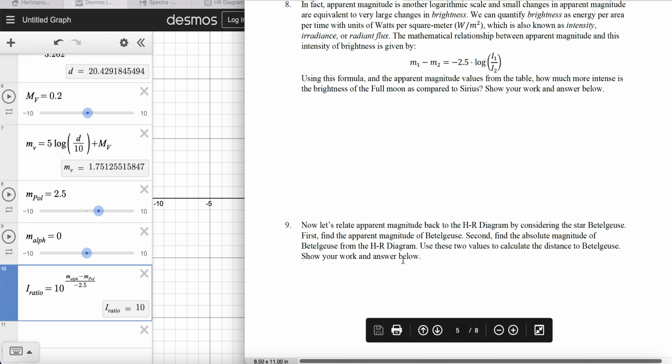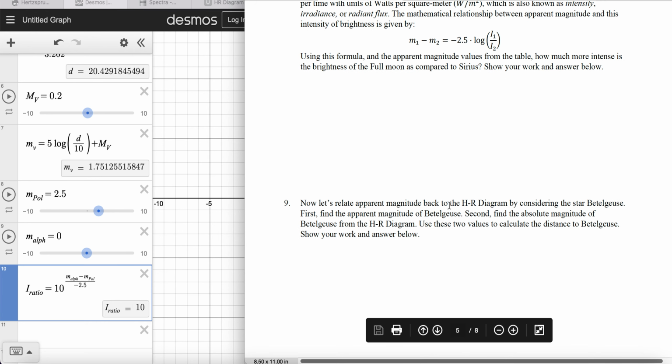All right, so now let's look at Betelgeuse and finally bring it back to the HR diagram, because after all, that's the name of the lab. These are the axes on the HR diagram, so we've got to get into them if the HR diagram is going to make more sense to you. So now let's relate apparent magnitude back to the HR diagram by considering the star Betelgeuse. First, find the apparent magnitude of Betelgeuse. Second, find the absolute magnitude of Betelgeuse from the HR diagram and use these two values to calculate the distance.